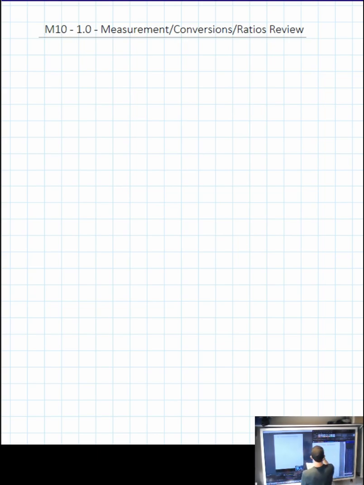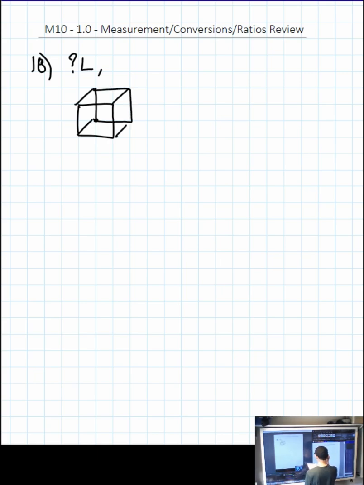All right, number 18. How many liters, question mark liters, can fit in this cube? If anyone doesn't know how to draw a cube, we draw a square, we put a dot in the center, and that's now the bottom left-hand corner of the next square, and we connect our corners. Now, each length is 10 meters. We know because it's a cube.